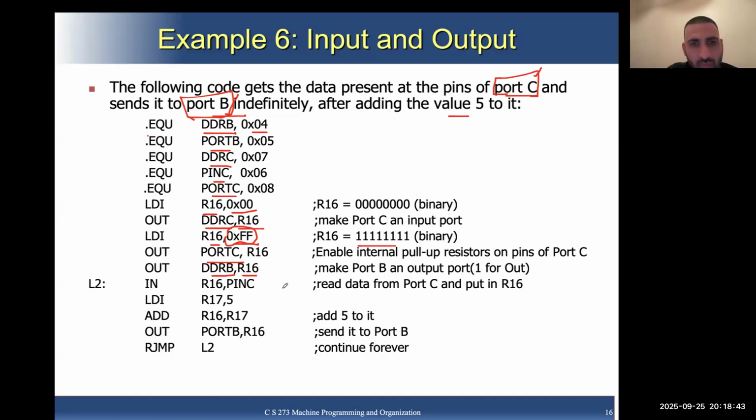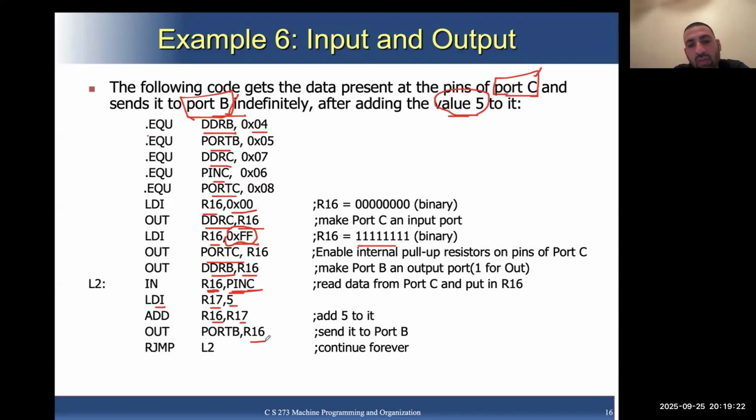And then what you need to do is read the value from port C and send it to port B. But how do we read the value from any given port? By reading its pin register. That's why we are reading the pin register of port C and putting the value we read into R16, right? And after that, we need to add 5 to that value which we have read from port C. So we are loading 5 in R17 using the load immediate instruction, adding R17 to R16. So we have the result in R16 available.